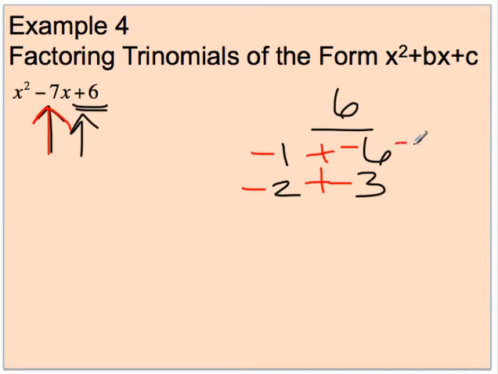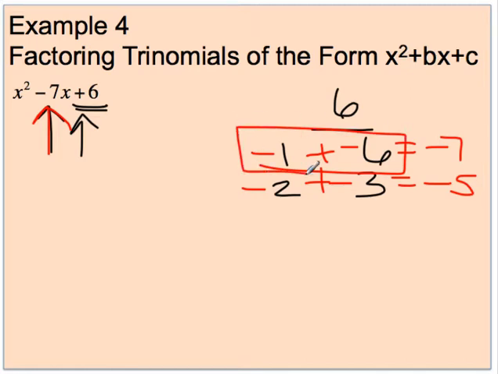So -1 plus -6 is -7, and -2 plus -3 is -5. So this is the pair of numbers that I'm looking for. So I have x minus 1 times x minus 6.